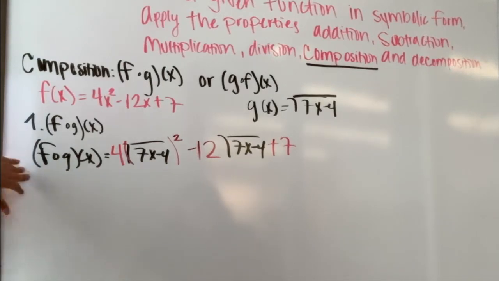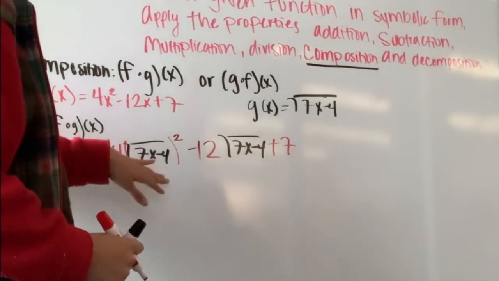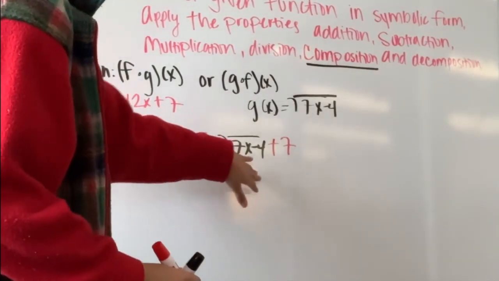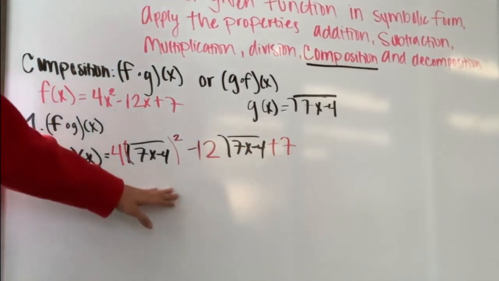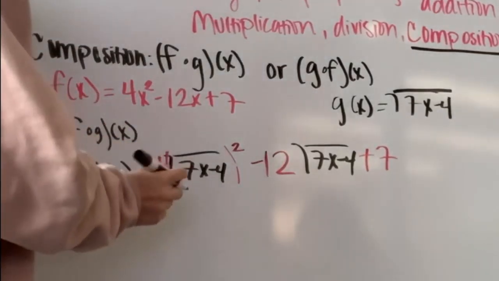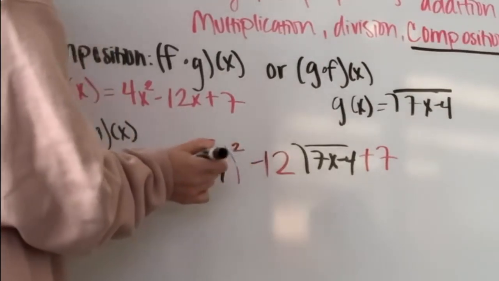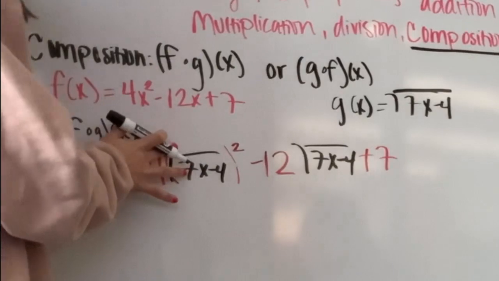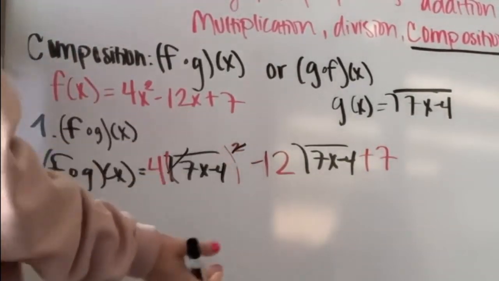So this is f composed of g of x, which is now 4 with 7x minus 4 under the radicand squared minus 12 times 7x minus 4 under the radicand plus 7. This is your new function as f composed of g of x. So for the next part, you're going to be simplifying the equation and you're going to cancel out the square root and the radical because this is to the second power and the radical is already squared. And then you bring everything down.